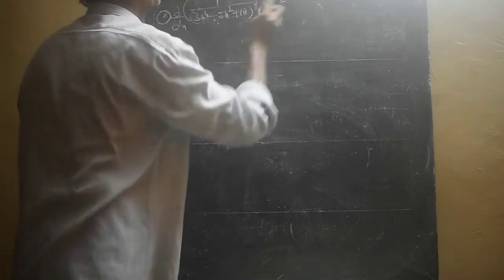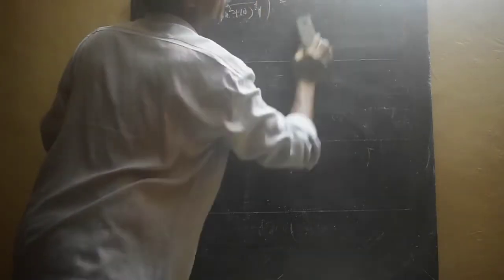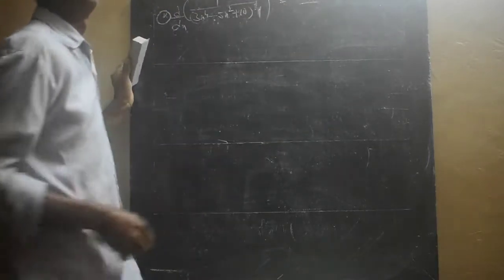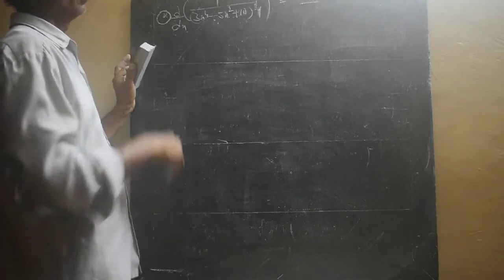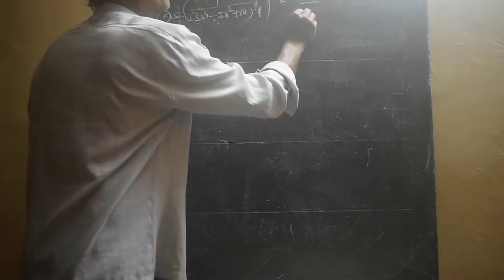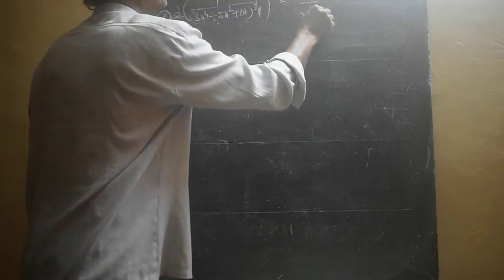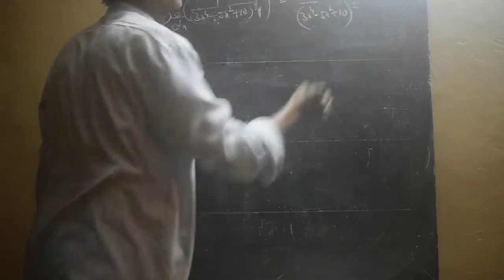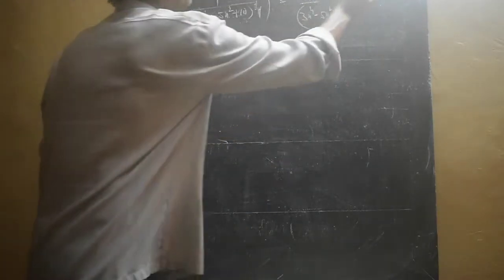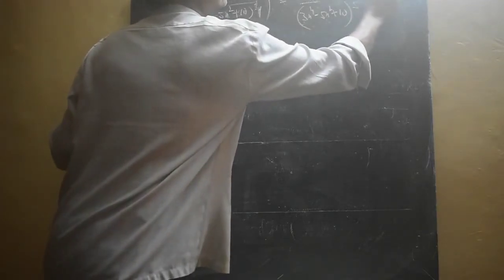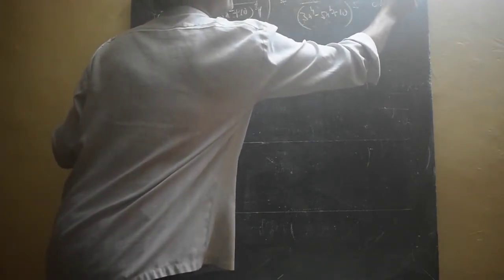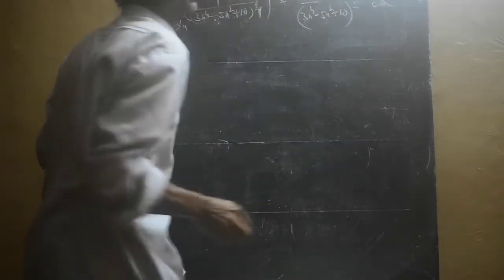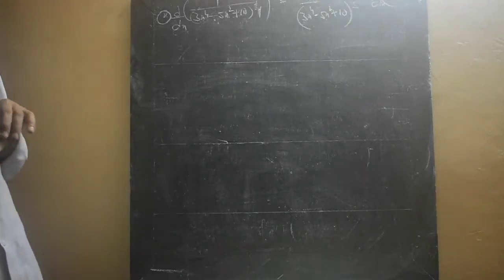That equals minus n upon f of x raised to n plus 1: minus 4 upon 3x raised to 4 minus 5x square plus 10, whole raised to 4 plus 1, 5. Understood? 4 plus 1 is 5, into d by dx of 3x raised to 4 minus 5x square plus 10. That's all. Now I have to differentiate this one. Mind that one.